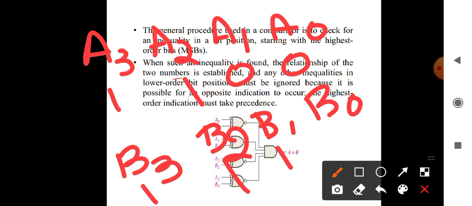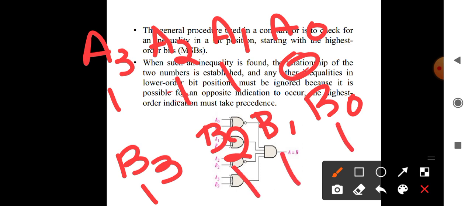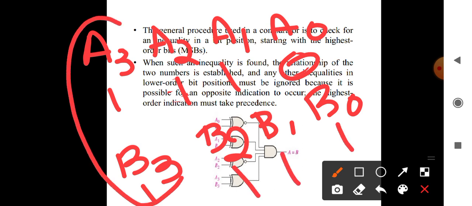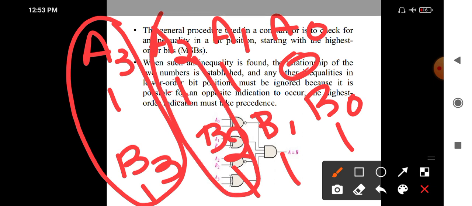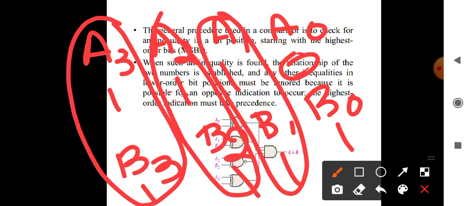Fine. So next we can see all the digits. Similarly, you can see for A1, then you can go for A0 also. One more example I will just show you, for this one, 1 1 0 and 1 1 1. See here, A3 is equal to B3, A2 is equal to B2, A1 is equal to B1, then it will see about A0.